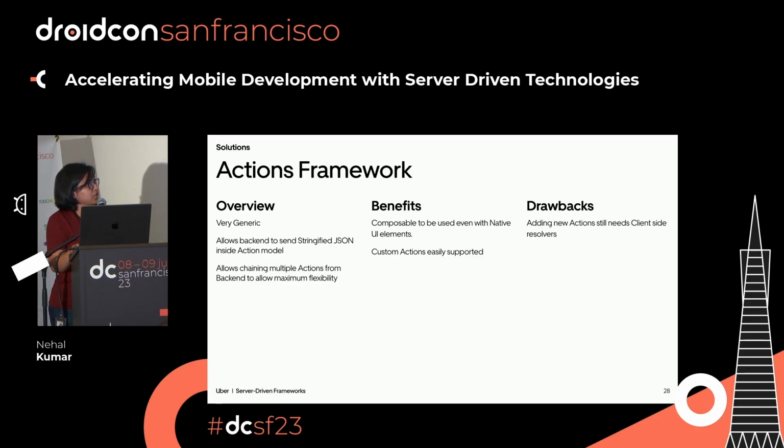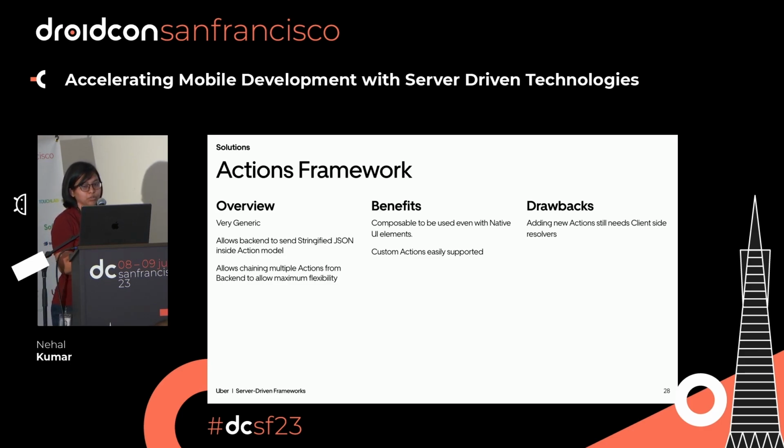This is where Actions Framework comes in. Let's talk a bit about what the Actions Framework is, what all capabilities it has, and then see how we can leverage that to solve our problem. So talking about Actions Framework, you can think of them as broader functions that need to be executed on the mobile client side. And actions can be really generic, as we saw earlier, and we wanted to make sure that we are able to support that.